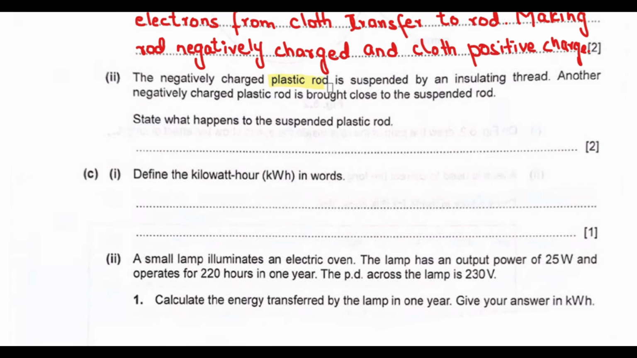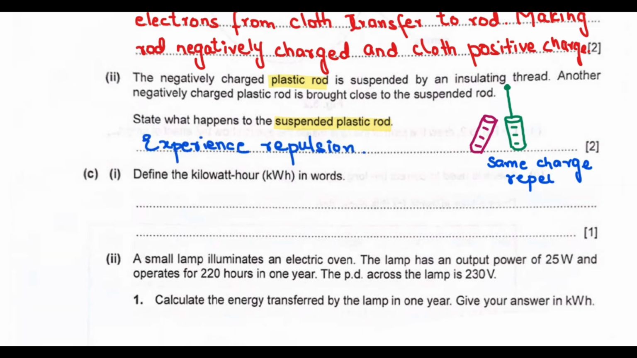Second part of the question says the negatively charged plastic rod is suspended by an insulating thread and another negatively charged plastic rod is brought close to the suspended rod. State what happens to the suspended rod. So this negatively charged rod is suspended by an insulating thread and another negatively charged rod is brought closer to it. Both have the same charges and same charges will repel each other. So the suspended plastic rod will experience a force of repulsion.